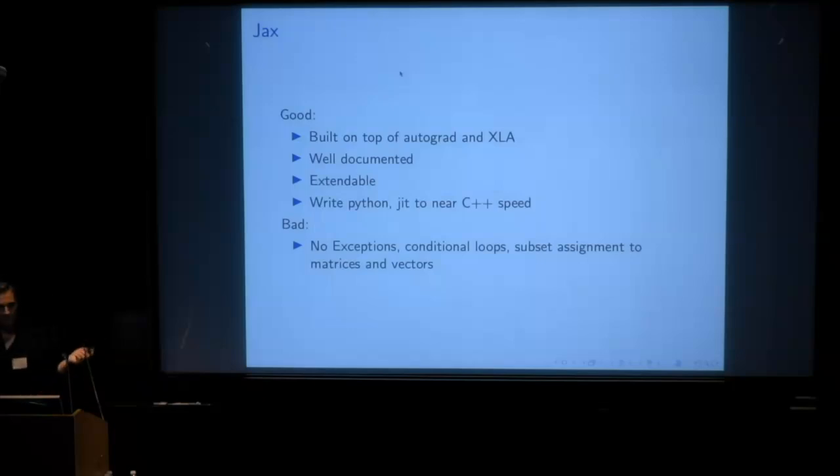It's built on Autograd, which was a C++ automatic differentiation library. The guy from Autograd got hired by Google, rewrote Autograd and worked with some guys on their XLA compiler to get a very nice Python automatic differentiation that can give you C++-like speeds. I think it's pretty well documented, it looks nice, and you can kind of see what happens. It's extendable.